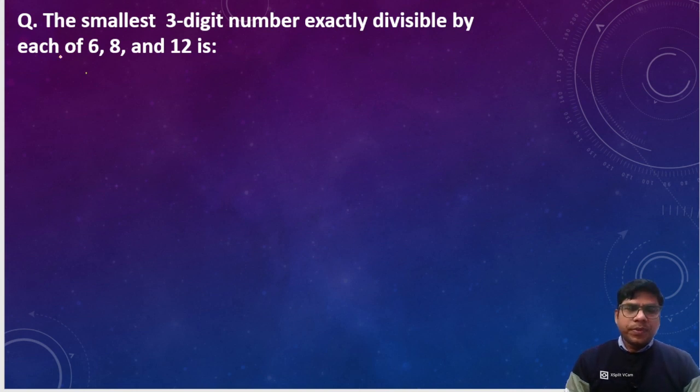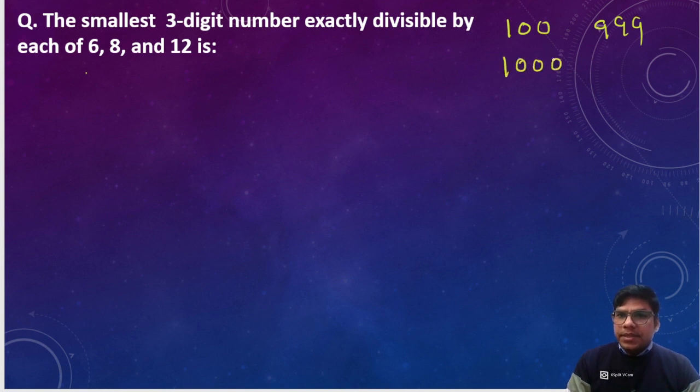Point of view. So the question is: the smallest 3-digit number exactly divisible by 6, 8 and 12. So what is the smallest 3-digit number? The smallest 3-digit number is 100. And what is the largest 3-digit number? The largest 3-digit number is 999. The smallest 4-digit number is 1000 and the largest 4-digit number is 9999. So how can we find the answer for this question?